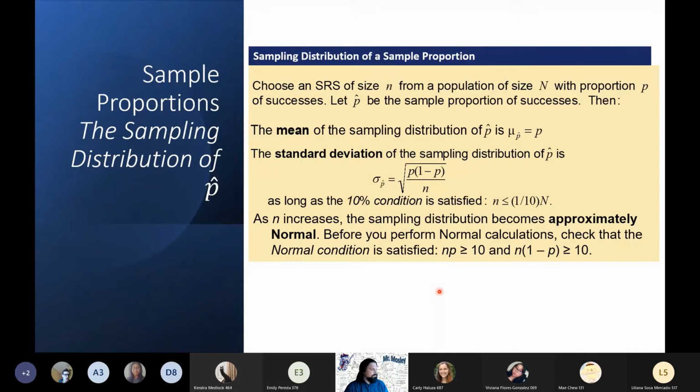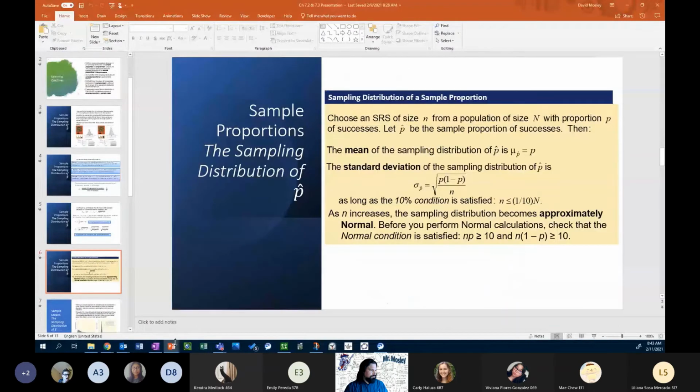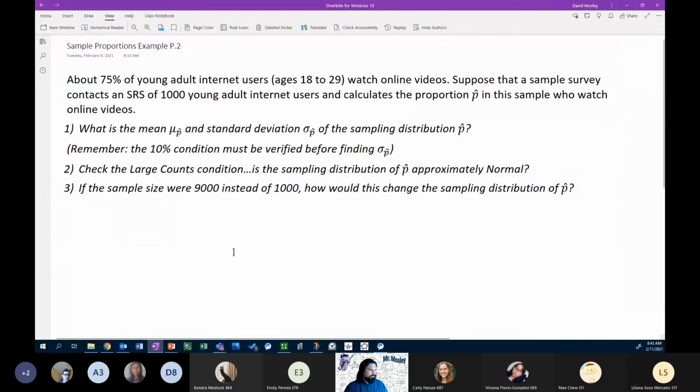Okay, so then we'll look at an example. All right, so here's our example. We have about 75% of young adult internet users, ages 18 to 29, watch online videos. Suppose that a sample survey contacts an SRS of 1,000 young adult internet users and calculates the proportion p hat in the sample who watch online videos.